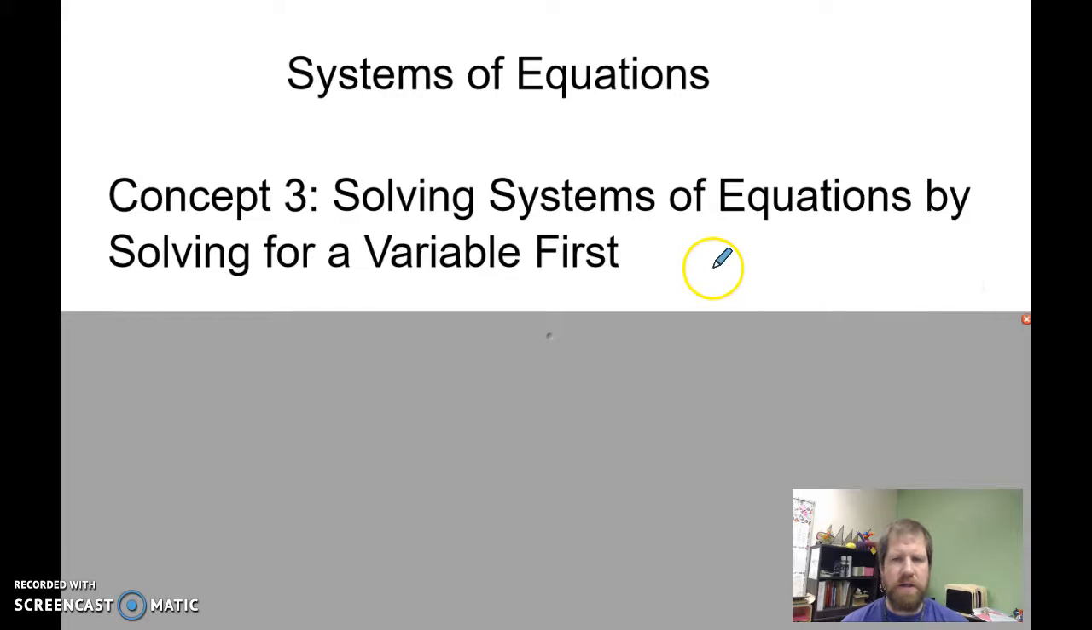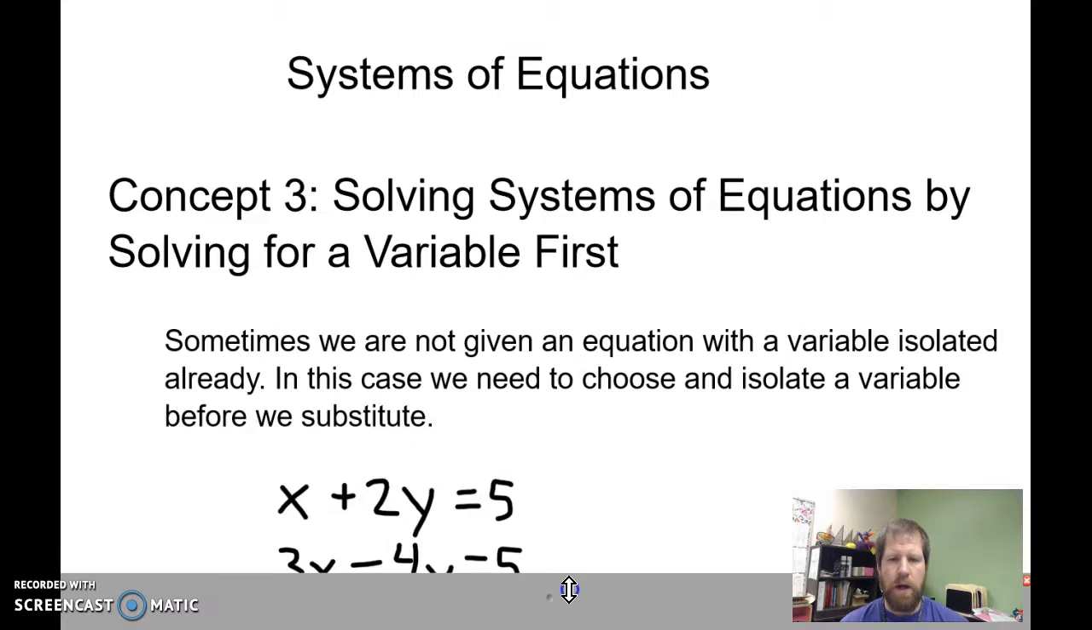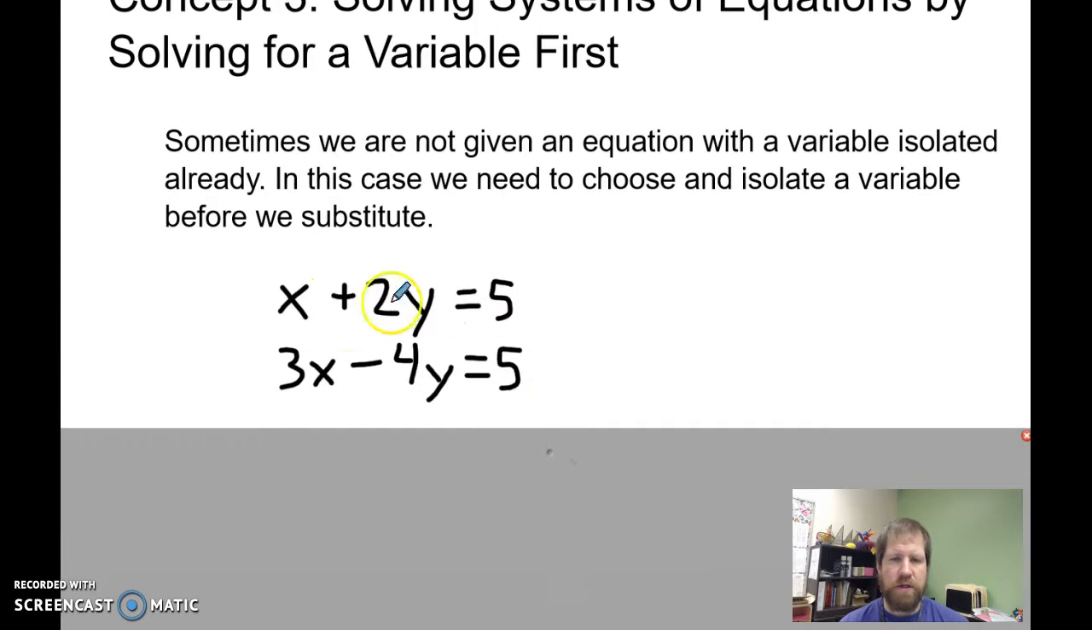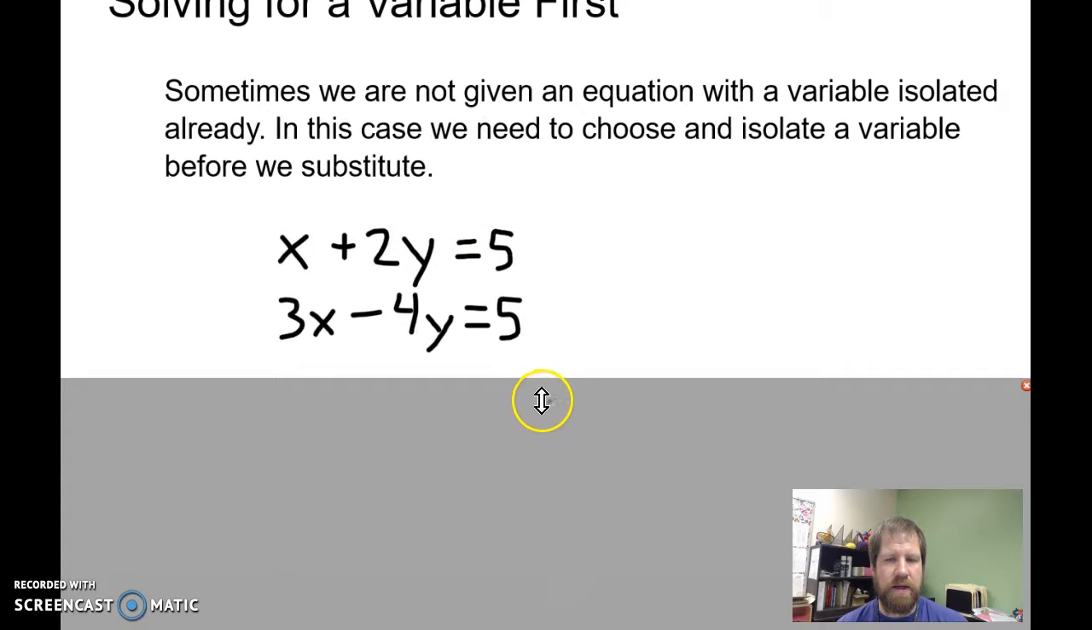Concept 3, solving systems of equations by solving for a variable first. So far we have been given equations where at least one of them had a variable already isolated. Now we're looking at equations where we don't have one isolated, and we've got to take that step first. We've got to choose a variable to isolate, because I can either isolate x or y, and then change my equation so that it is isolated.